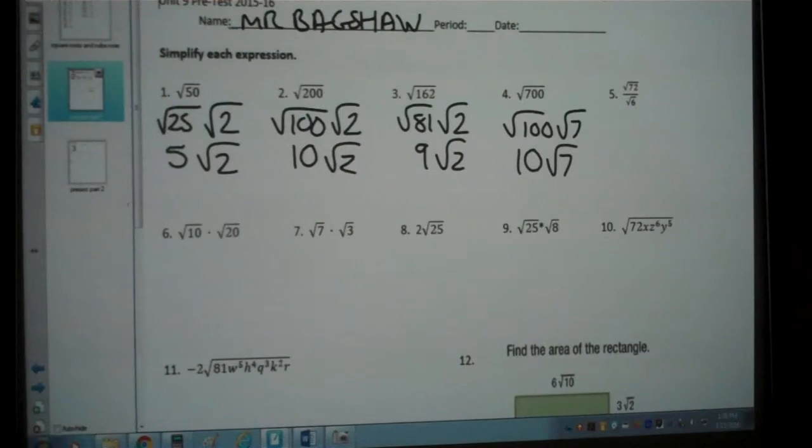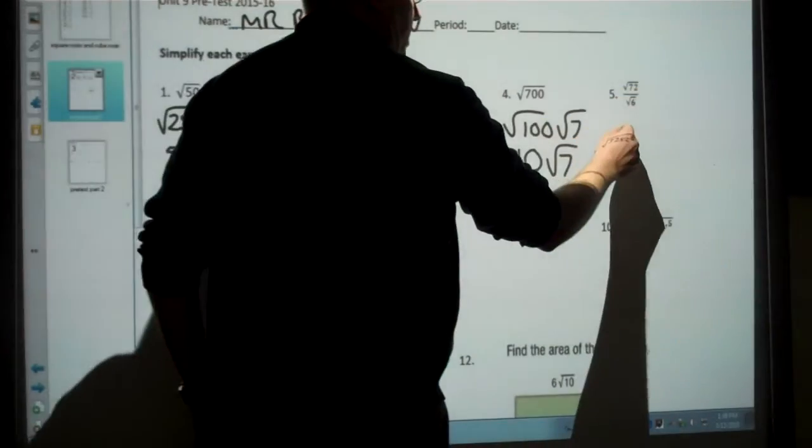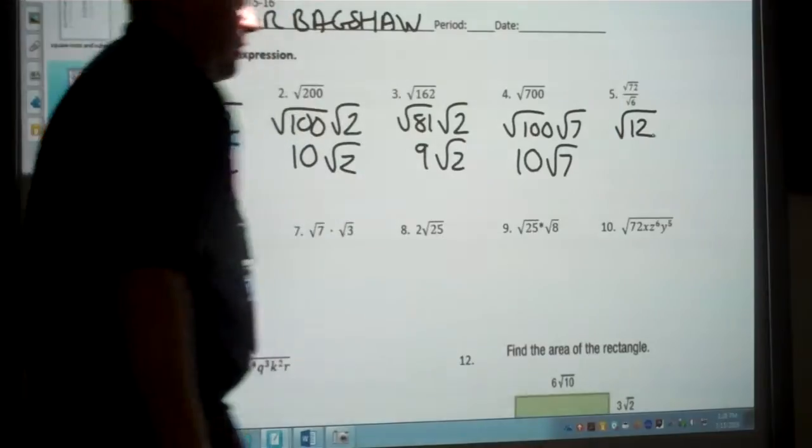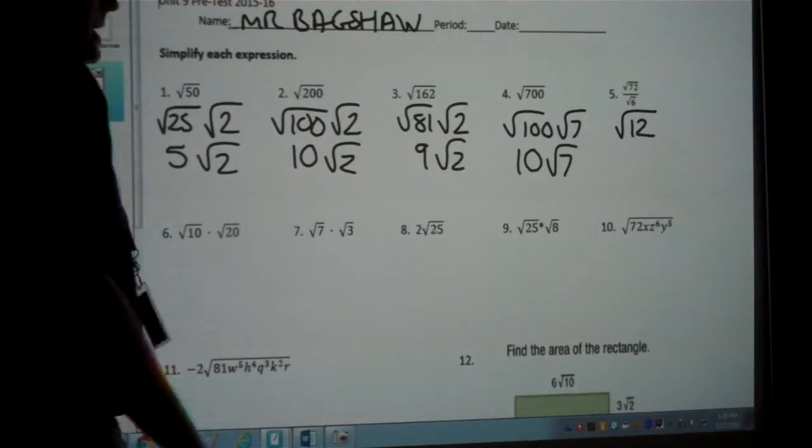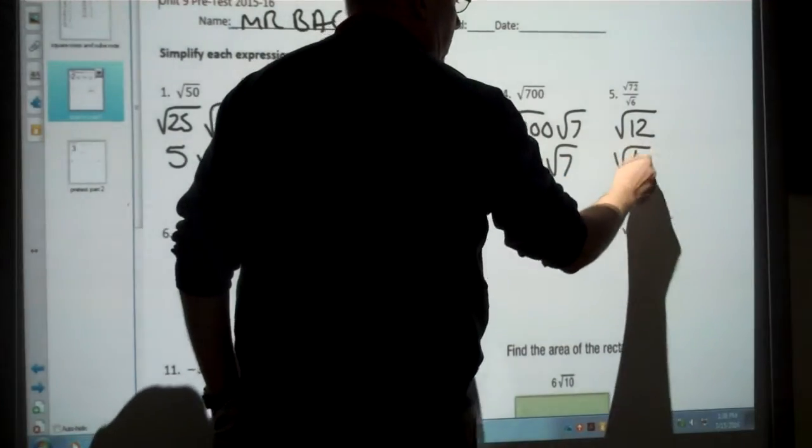Questions with division, we're just going to divide the numbers. So 72 divided by 6 is 12. And as this is inside a radical, the answer is radical 12. And then we'll try splitting this one up as well. So 4 and 3.